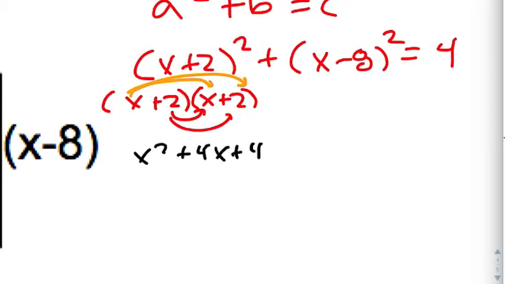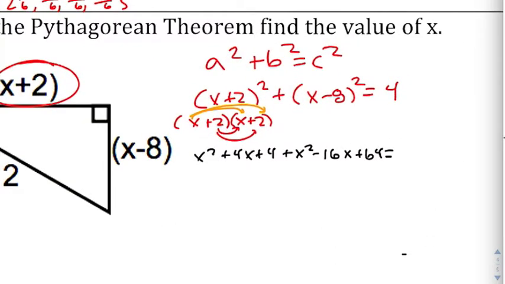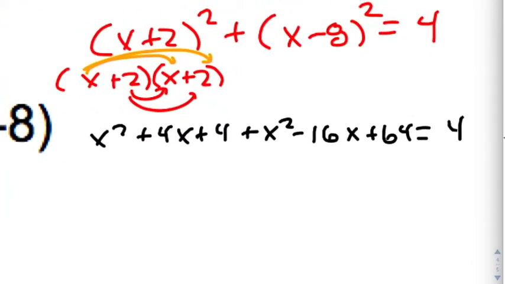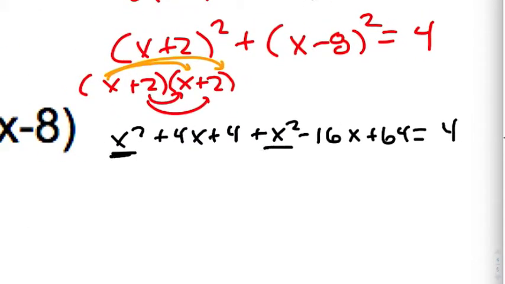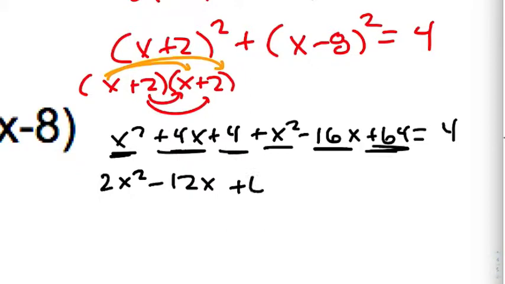Same thing with the x values. You'll end up with x squared minus 16x plus 64. And that's equal to 2 squared, which is still 4. Right? With some cleanup, we end up with 2x squared. We should have minus 12x, because negative 16 plus 4 is negative 12. And then 4 and 64 make 68. And that's, of course, going to be equal to 4.